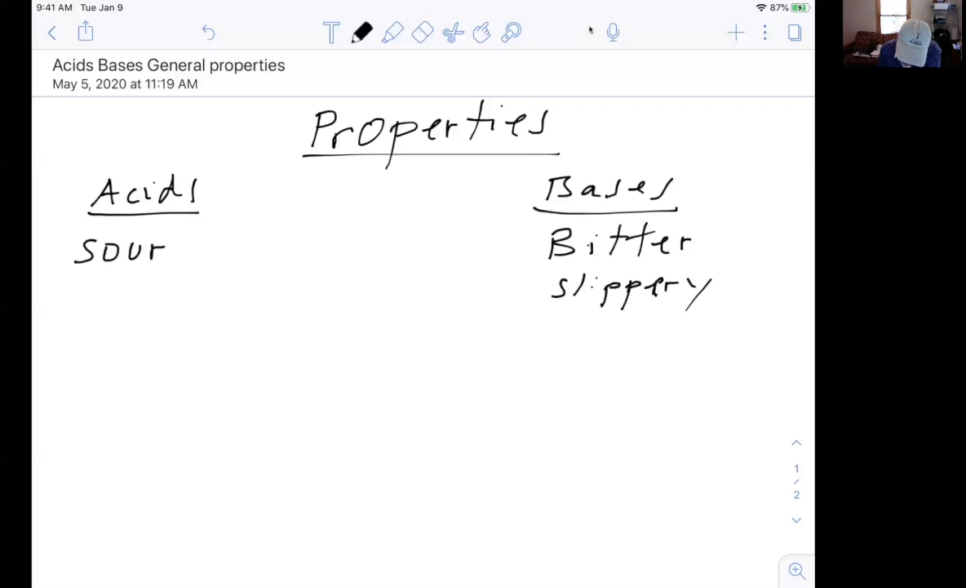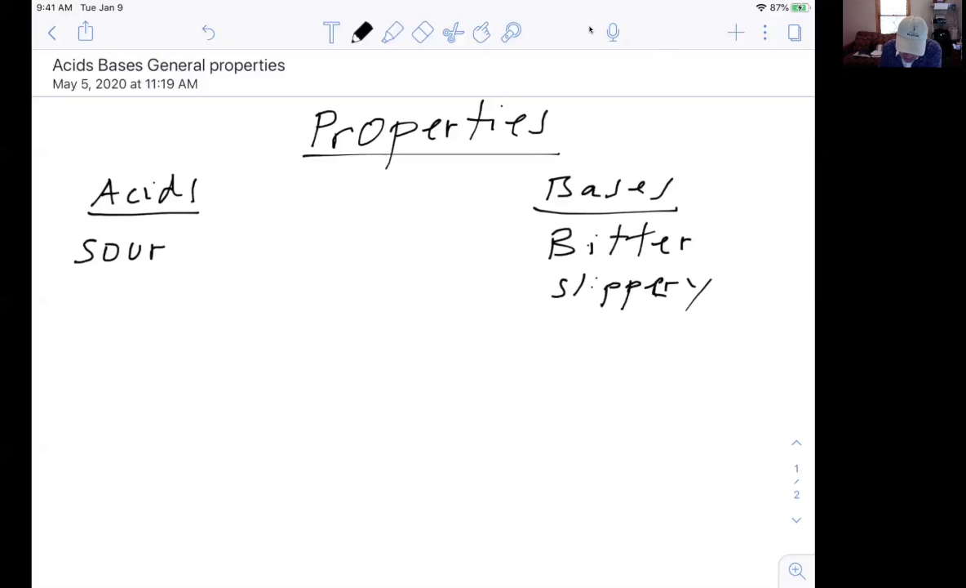Go back to your soap. Most, not new soaps, because they have synthetic bases, but most bases are slippery. Acids don't really have a feel. If you get them on you, they tend to tingle or burn, but they really don't have a feeling.